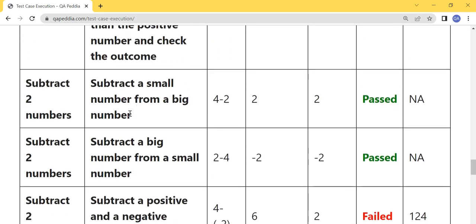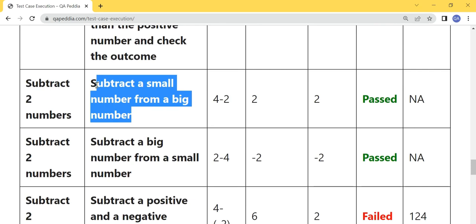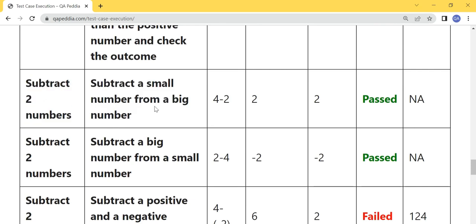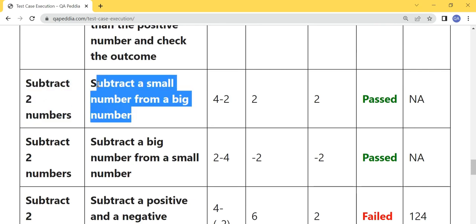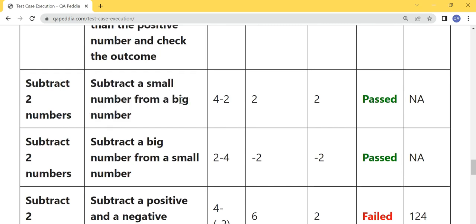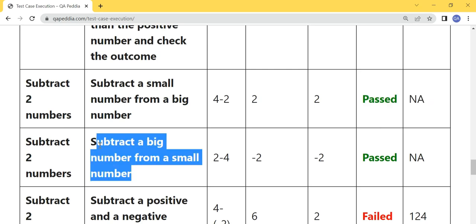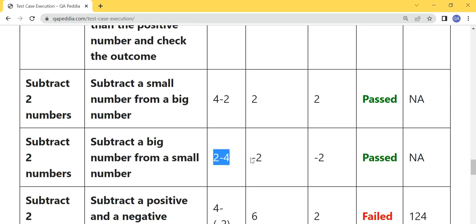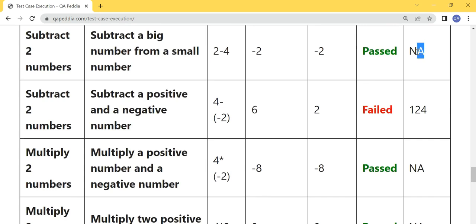Then subtract a small number from a big number. This is for subtraction, subtracting two numbers. So we'll see the first test case. Subtract a small number from a big number. So when we'll subtract a small number from a big number, like 4 minus 2, we are expecting 2 to come. Actual is also 2, so the test case is passed and there is no defect. Subtract a big number from a small number, 2 minus 4, we are expecting minus 2, minus 2 is coming, so actual and expected are same, test case is passed and there is no defect number.